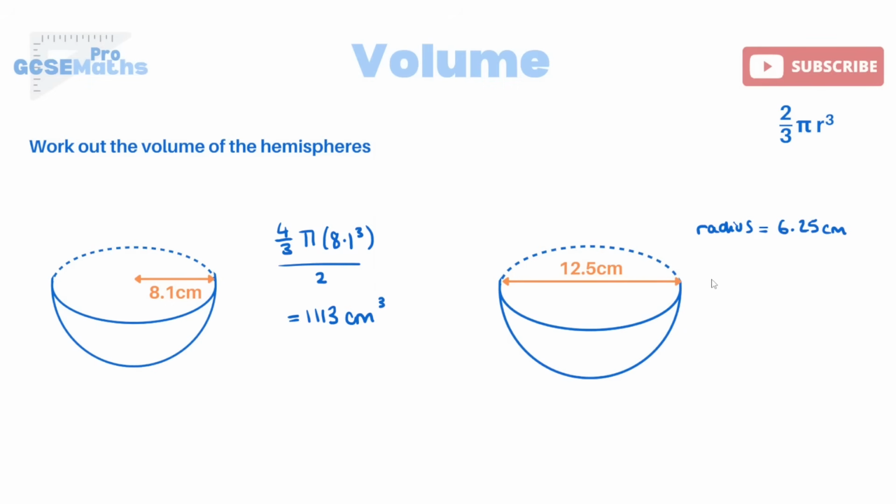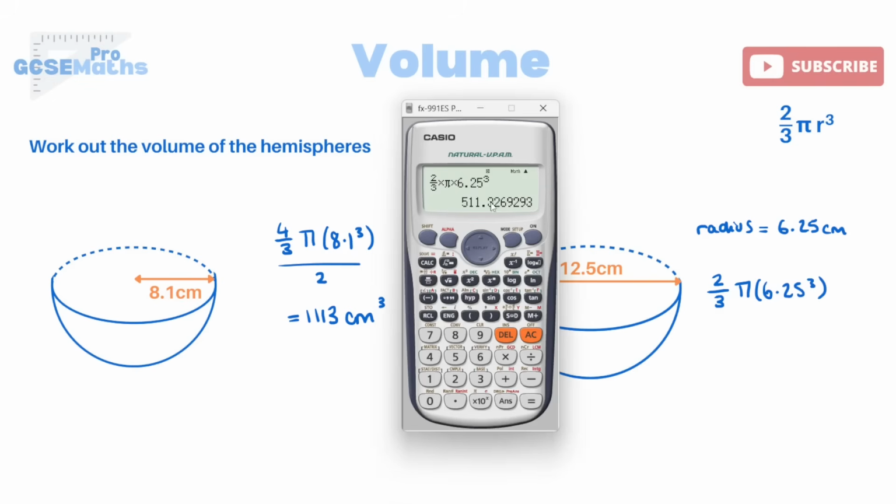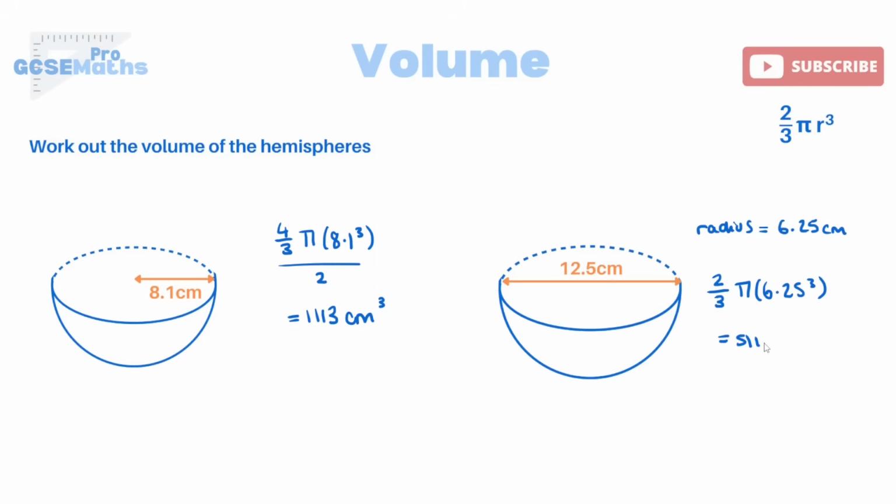Now, I'll just use this one so you can see, if you were to use just the straightforward hemisphere formula, 2/3 instead of 4/3, because that is directly half, isn't it? And then your radius cubed. That gives me 511.3, again centimeters cubed. So whichever of those two versions of the formula for hemispheres is absolutely fine.